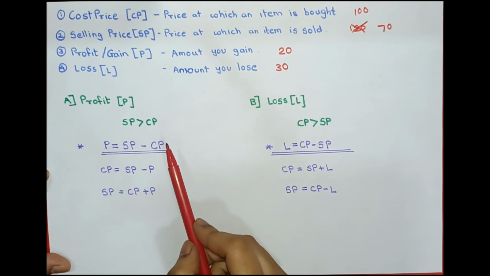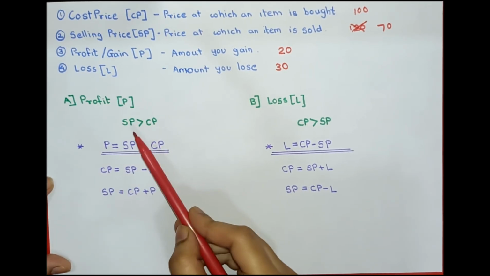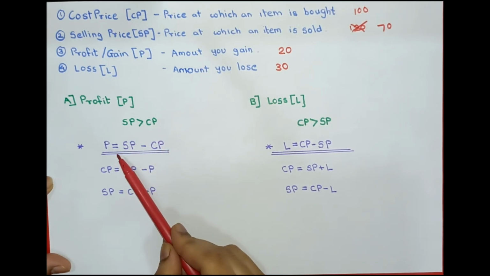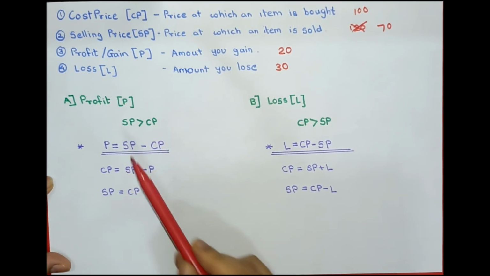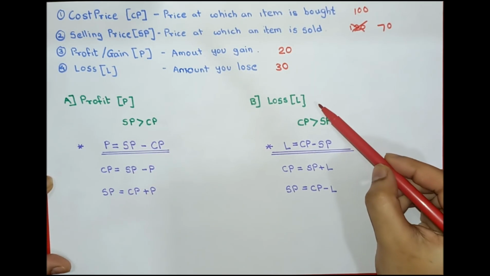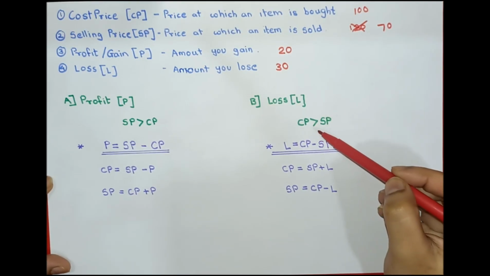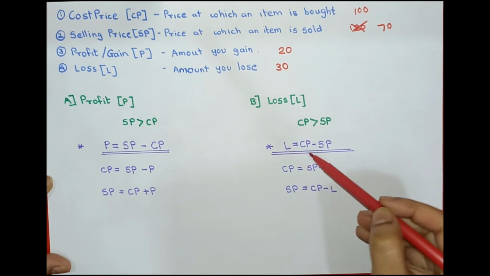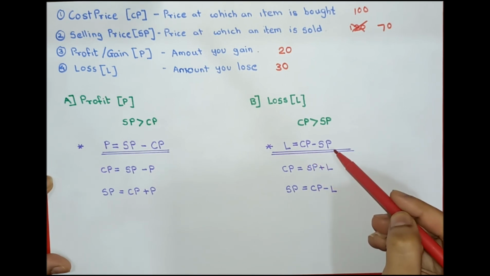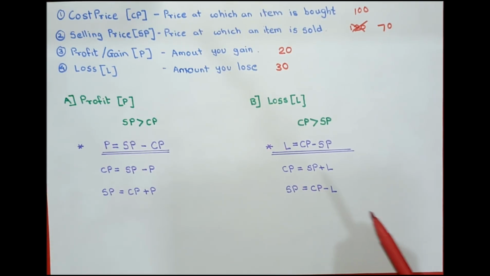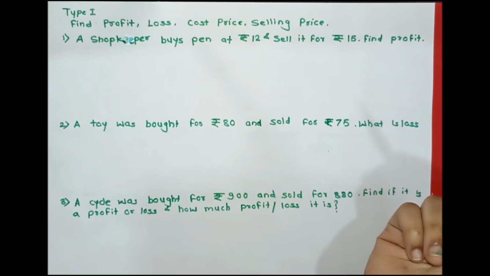So you just need to remember that whenever it is a profit, the selling price is always greater than the cost price, and profit is given as selling price minus cost price. And remembering this formula, you can easily derive cost price and the selling price. While in the other case, when it is a loss, the cost price is always greater than the selling price, and the loss is given as cost price minus selling price, and from this formula you can derive these two formulas. Let's start with our first question.